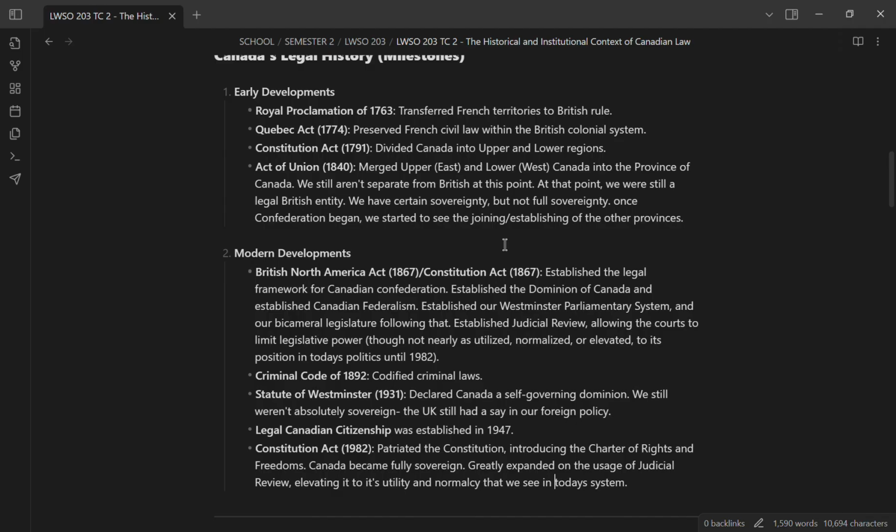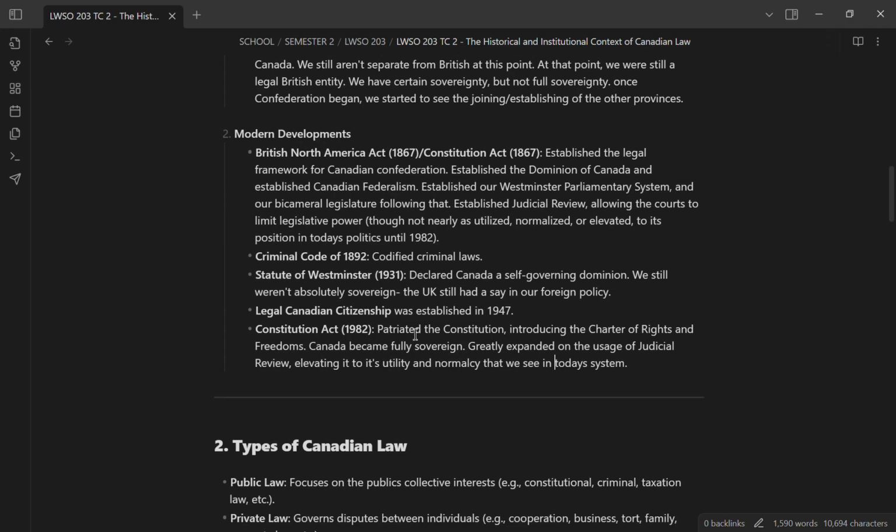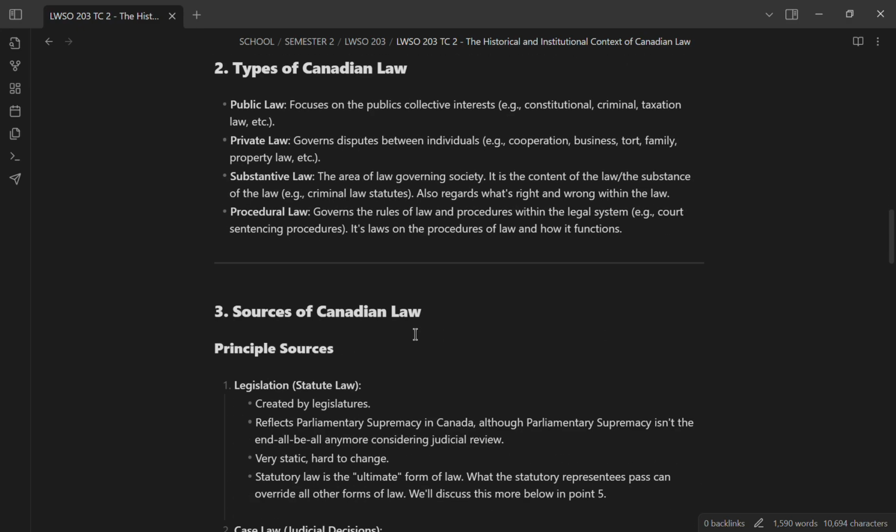1892, we saw the Criminal Code. 1931, we saw the Statute of Westminster declaring Canada a self-governing dominion, even though we still weren't fully sovereign. 1947, legal Canadian citizenship, and finally 1982, patriating the Constitution, introducing the Charter of Rights and Freedoms, making Canada fully sovereign and expanding upon judicial review, which was laid foundationally in the British North America Act. All right.